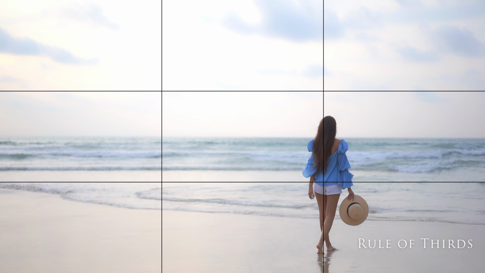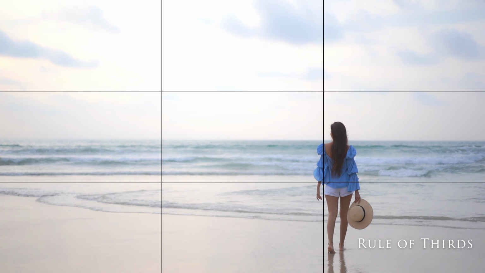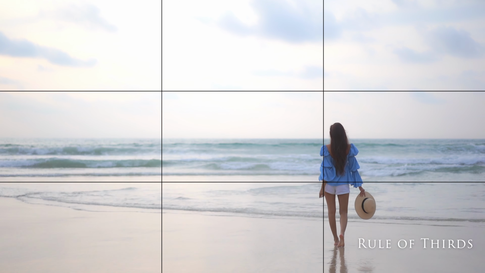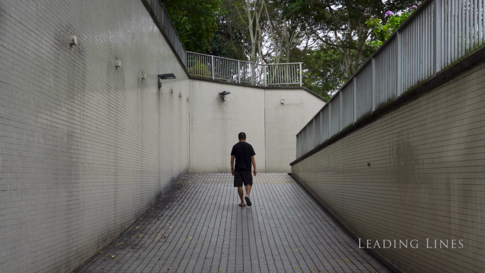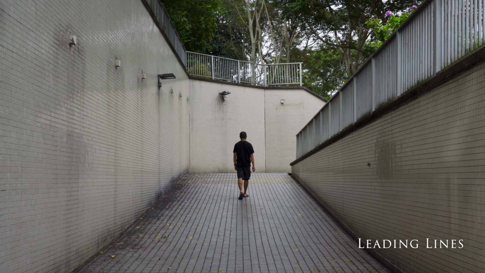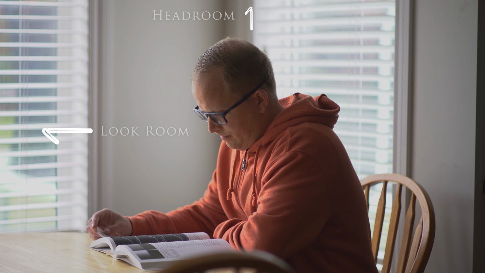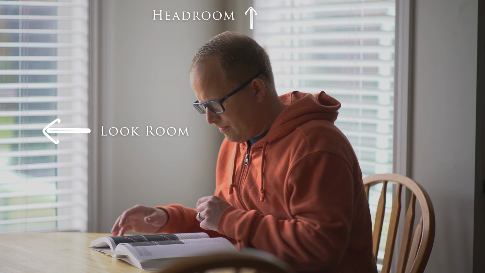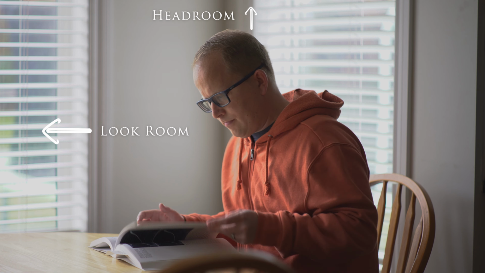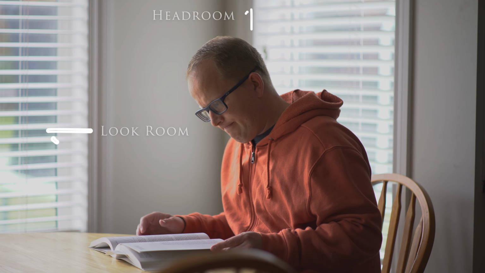The rule of thirds divides the frame into a 3x3 grid. Placing key elements along these lines or intersections creates energy, balance, and some visual interest. Leading lines use natural lines like roads, fences, arms, or maybe even light to guide the viewer's eye towards the subject. Headroom and look room leave space above your subject's head and in the direction they're facing or moving. This makes the shot feel a lot more natural.